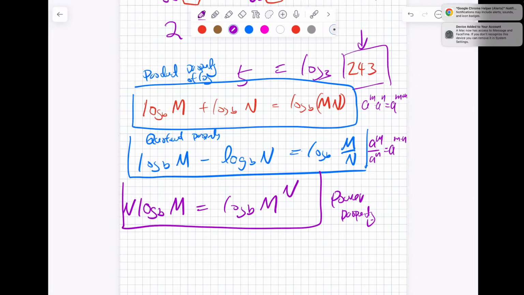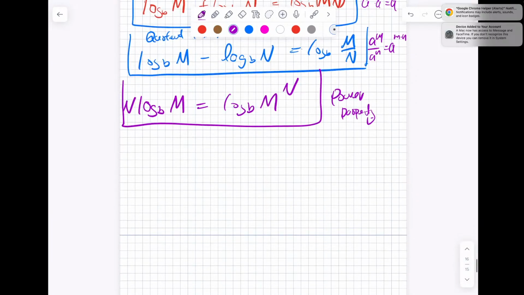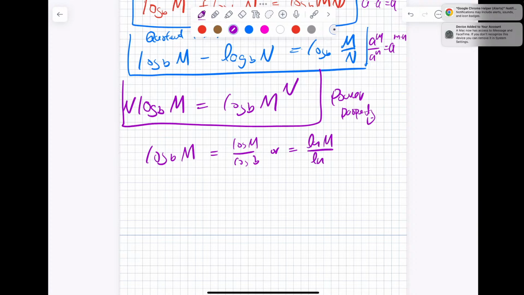The last property is called changing of base. So you have log base b of m is equal to log of m over log of b, or equal to natural log of m over natural log of b. Now, this property is called the change of base formula.